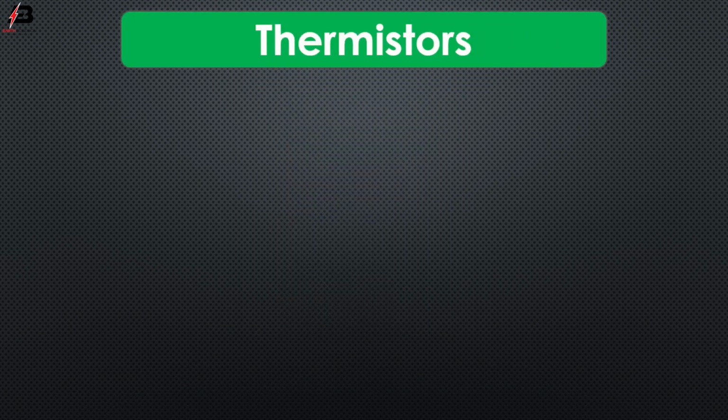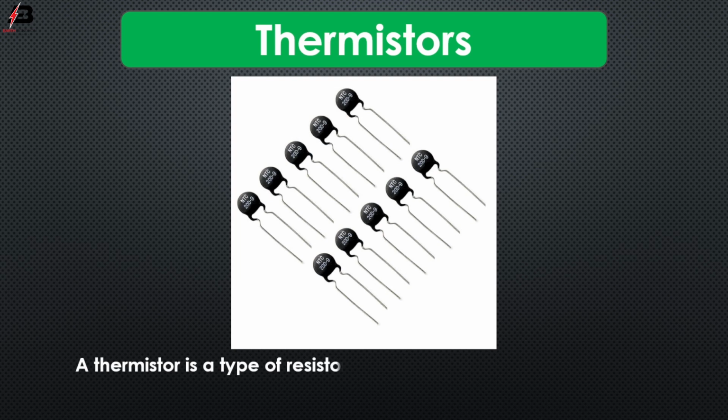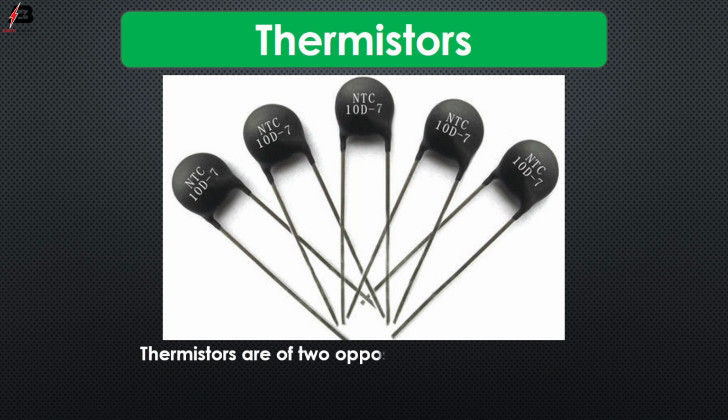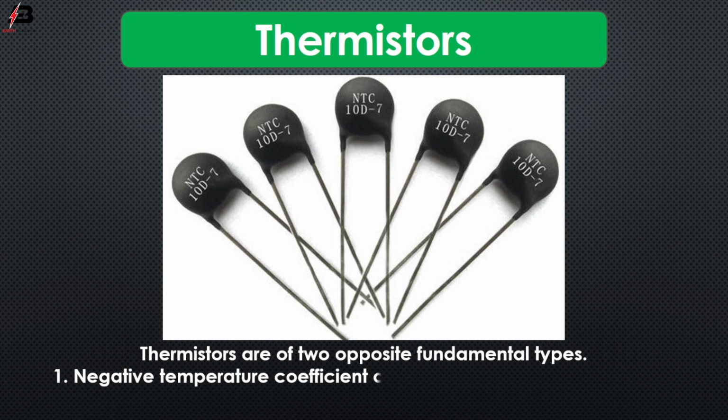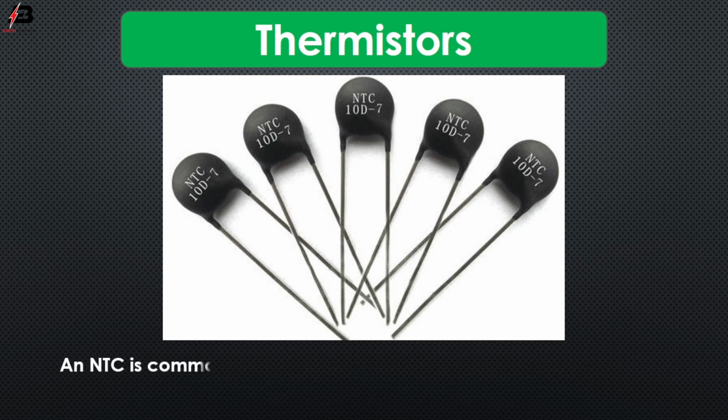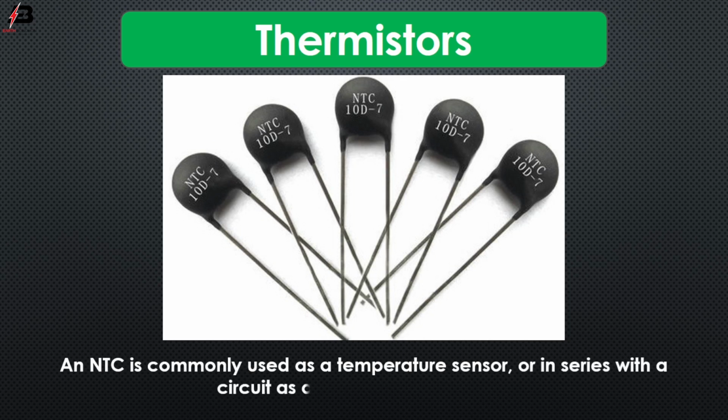etc. Thermistor. A thermistor is a type of resistor whose resistance is dependent on temperature more so than in standard resistors. Thermistors are of two opposite fundamental types. Number 1, negative temperature coefficient or NTC type thermistor. Resistance decreases as temperature rises. An NTC is commonly used as a temperature sensor or in series with a circuit as an inrush current limiter.